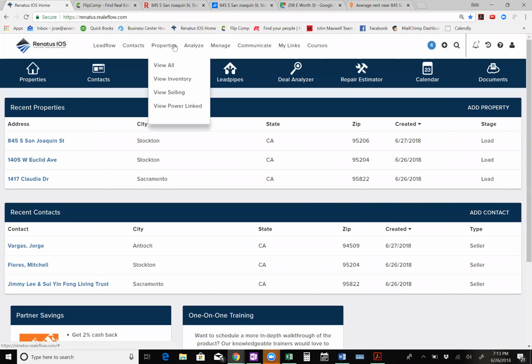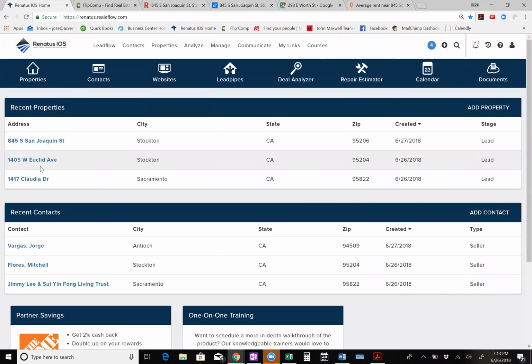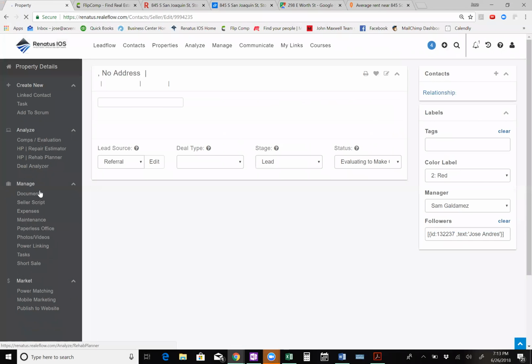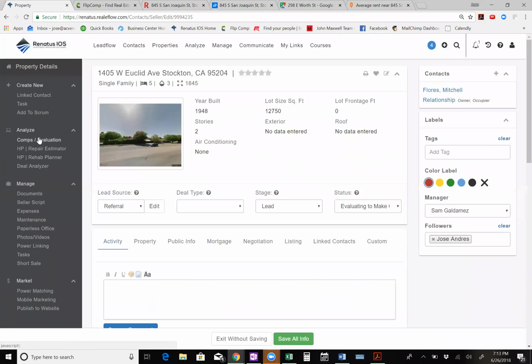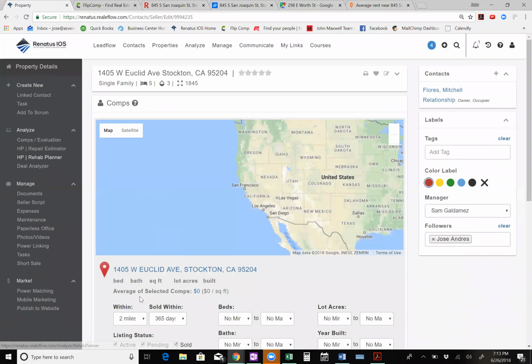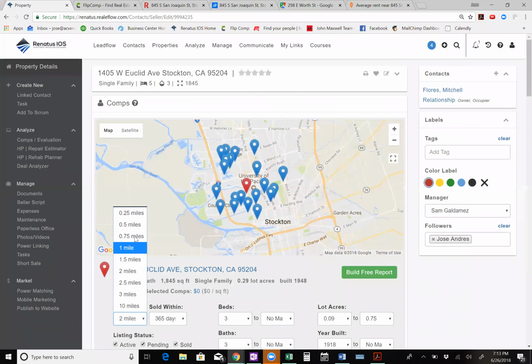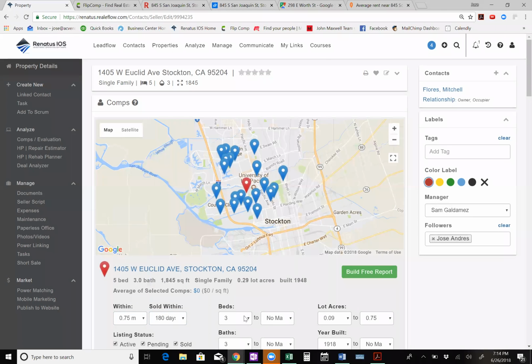So we're going to look at a property. This one in Euclid I was working on. I thought this was your guys' for some reason. So we're going to evaluate it. We're going to do the same thing. Within 7 miles, 180 days. It's a 3-bedroom, 2-bath.